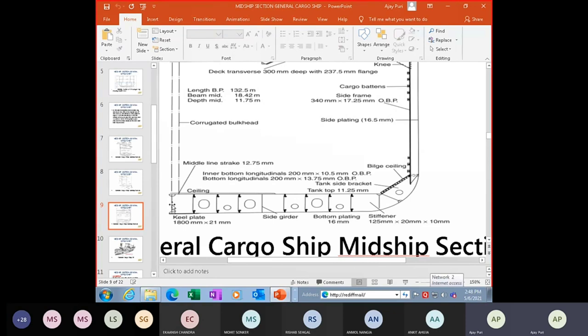Here you have a duct keel. Now they have not shown the duct keel, but you'll have a duct keel instead of a centerline bulkhead. You'll have a duct keel here.